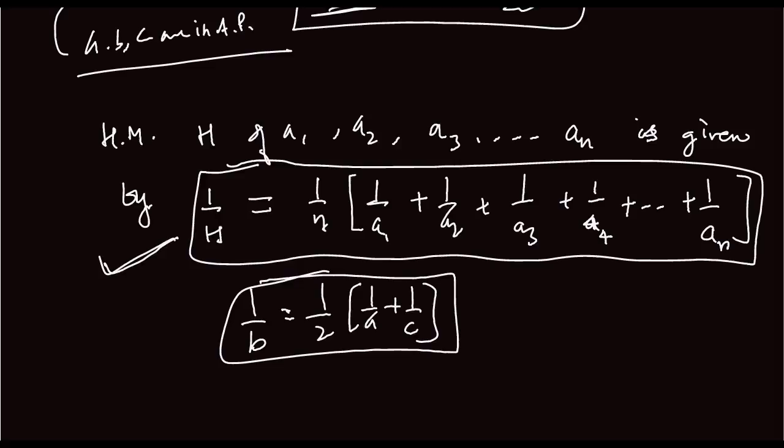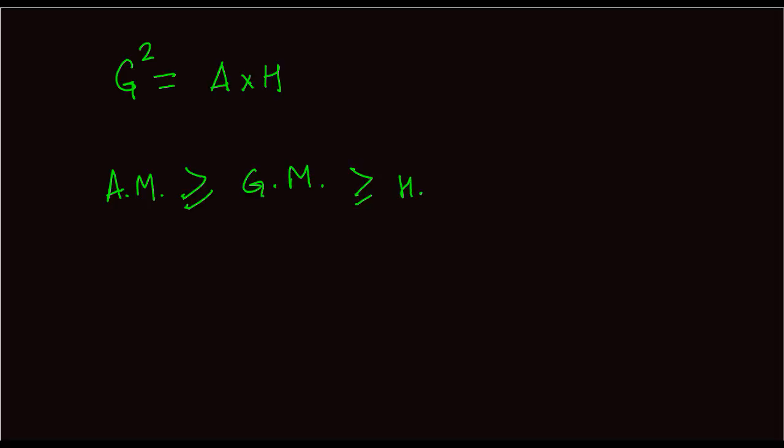Okay. Now the relation between arithmetic mean, geometric mean and harmonic mean. That's the most important in this chapter. And let me write it in green. G square is equal to A into H, where A is the arithmetic mean, G is the geometric mean and H is the harmonic mean. AM, that is arithmetic mean, is greater than or equal to geometric mean, which is greater than or equal to harmonic mean.